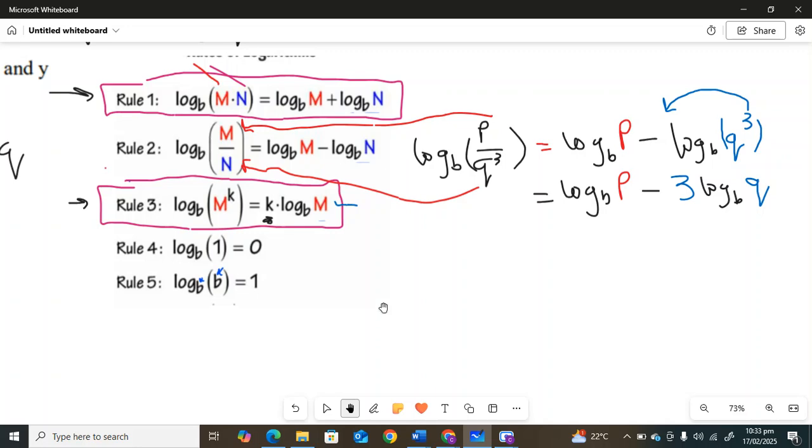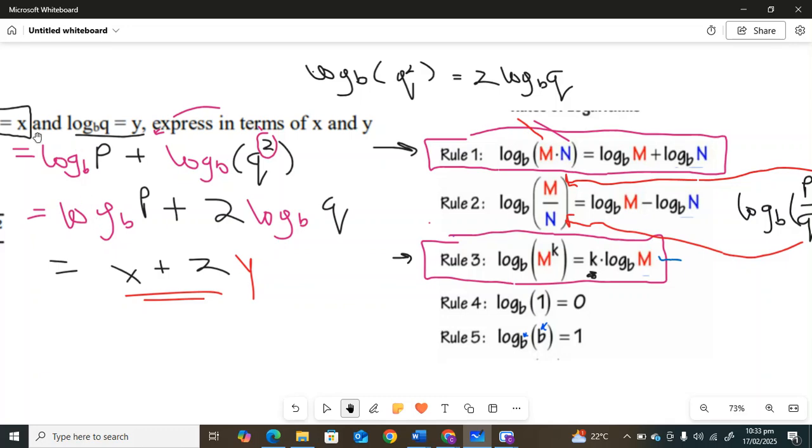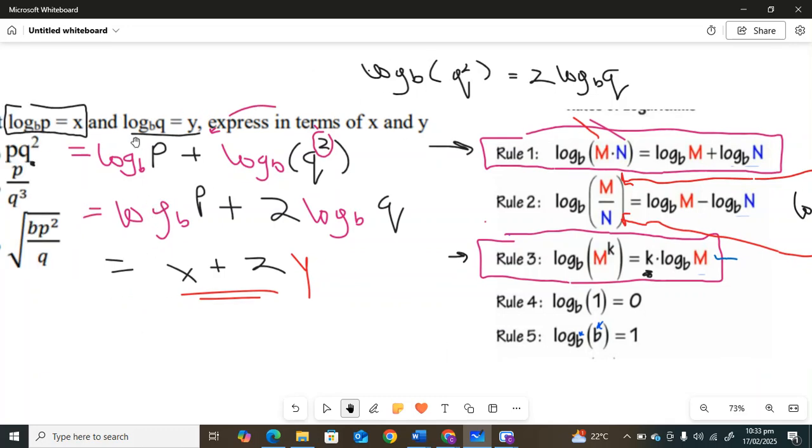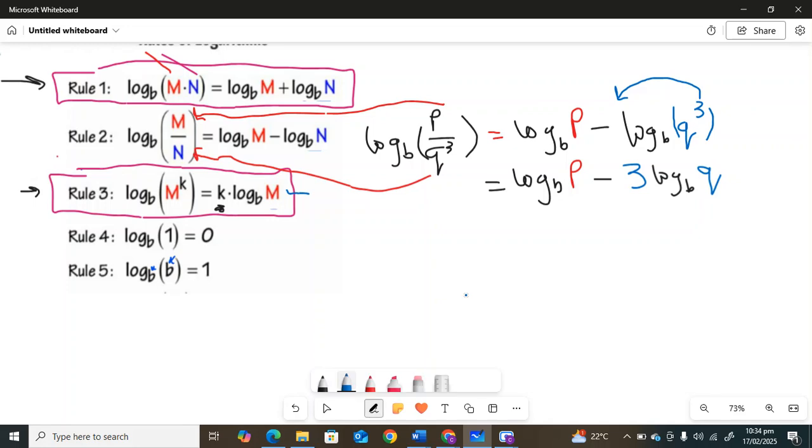And from our question, they told us log B P equals X and log B Q equals Y. So it's just a matter of substitution. Log B P becomes X, minus 3 log B Q, which equals Y. So X minus 3Y. So that is your answer.